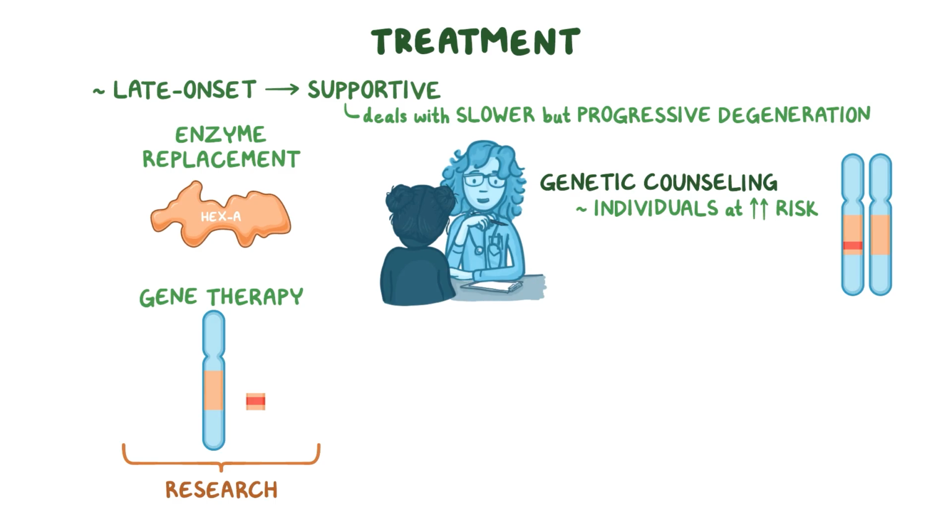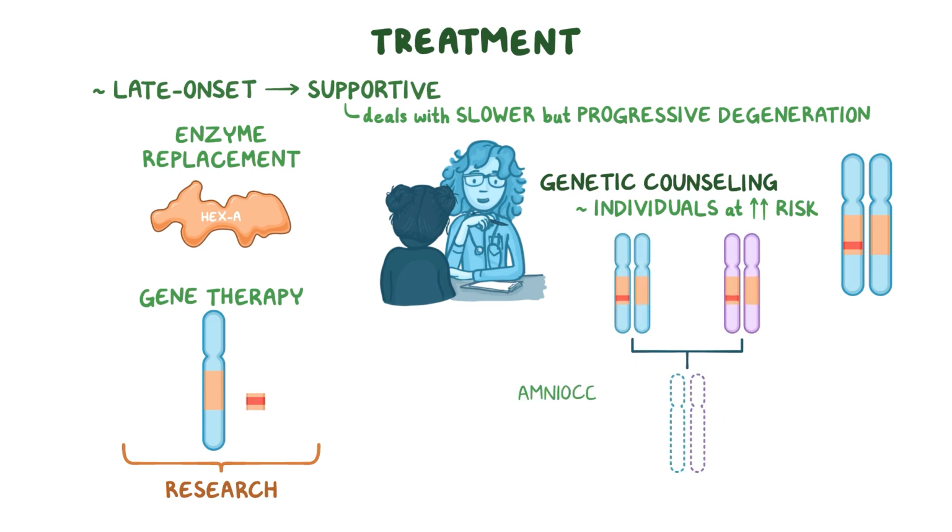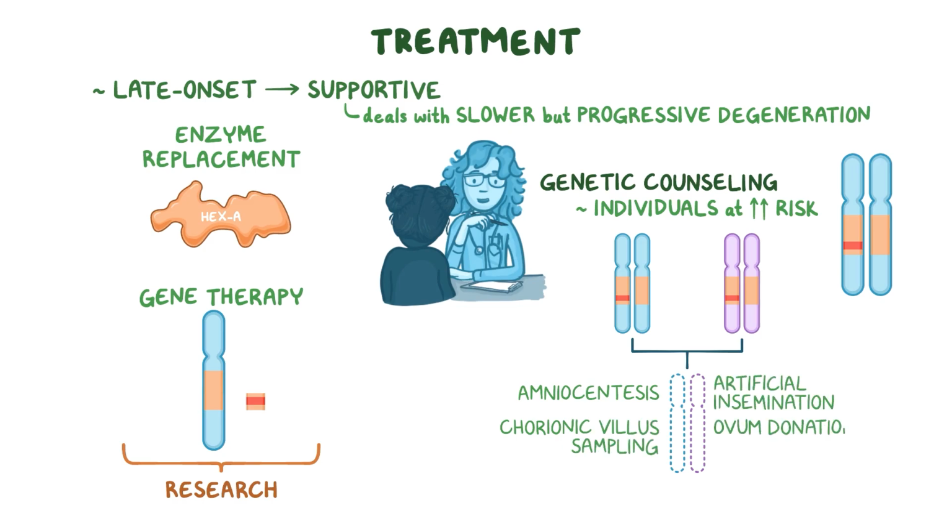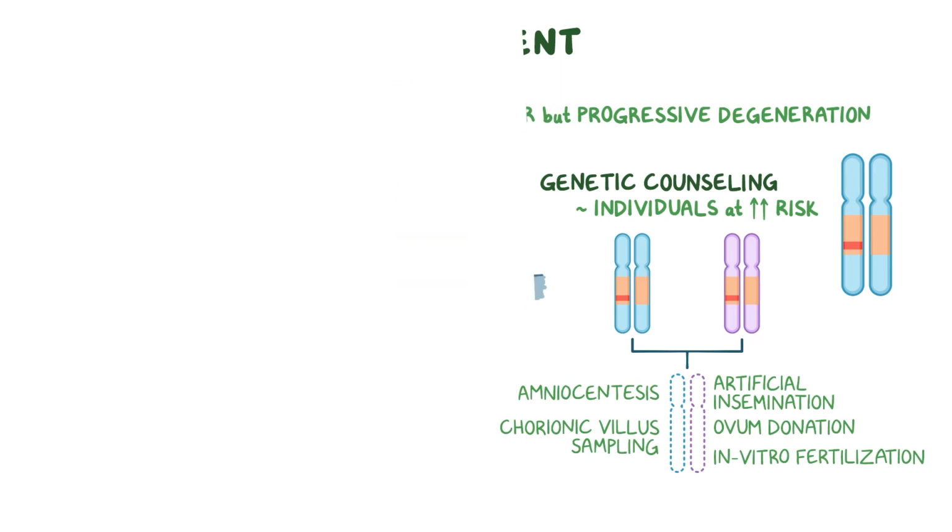More specifically, couples at risk of having an affected child have options like amniocentesis and chorionic villus sampling, as well as artificial insemination, ovum donation, and in vitro fertilization to have children who don't have Tay-Sachs disease or related GM2 disorders. Alright, as a quick recap.